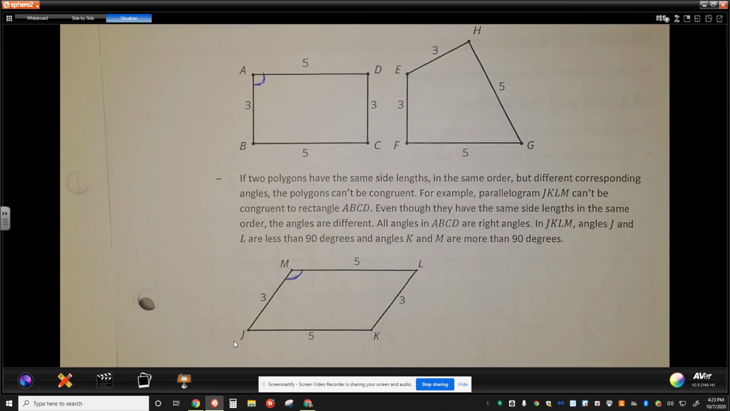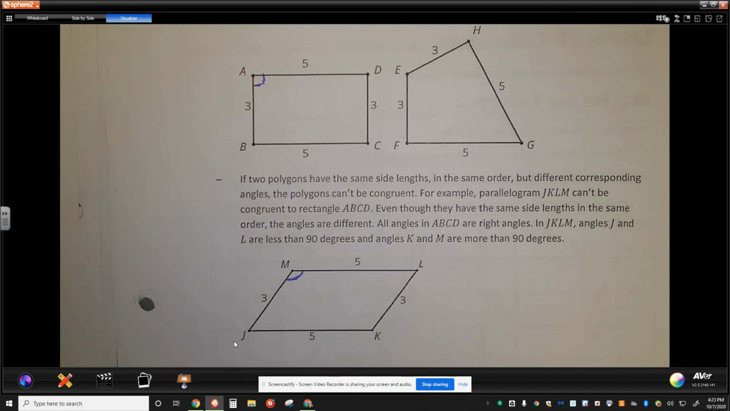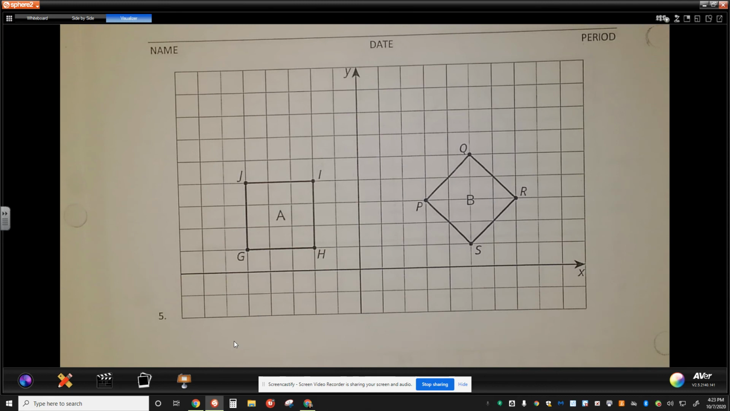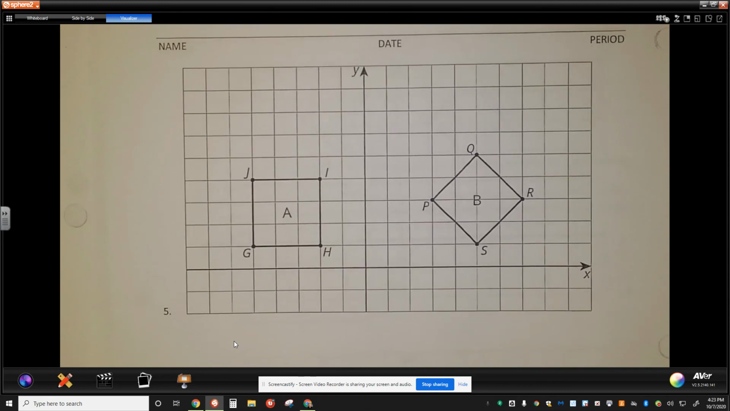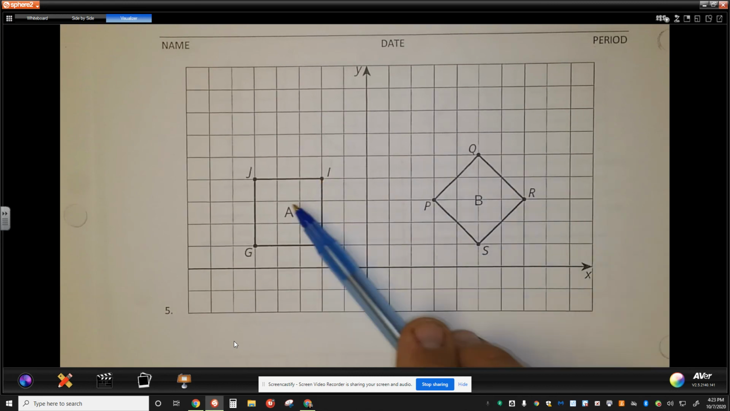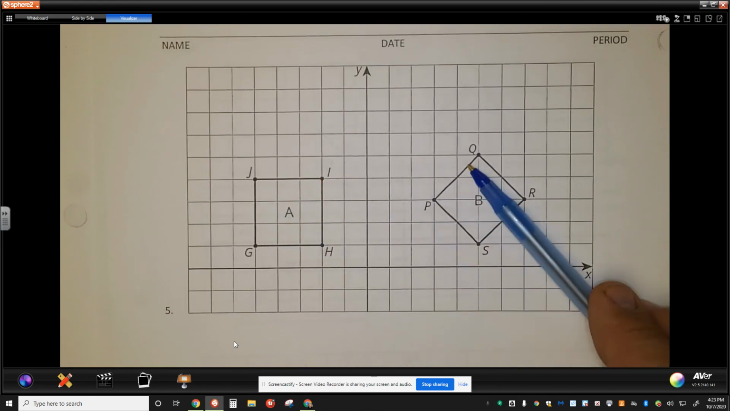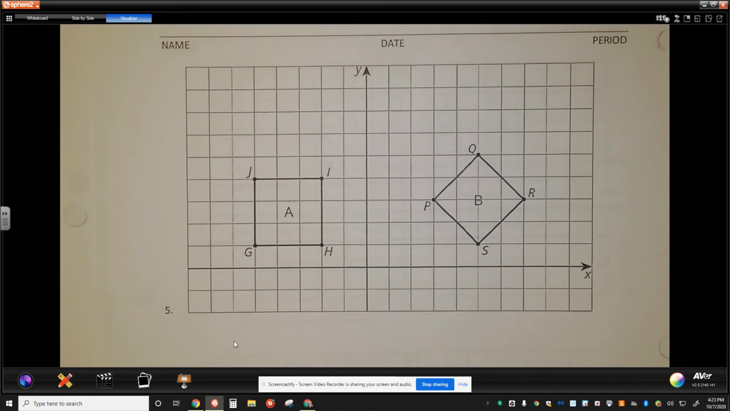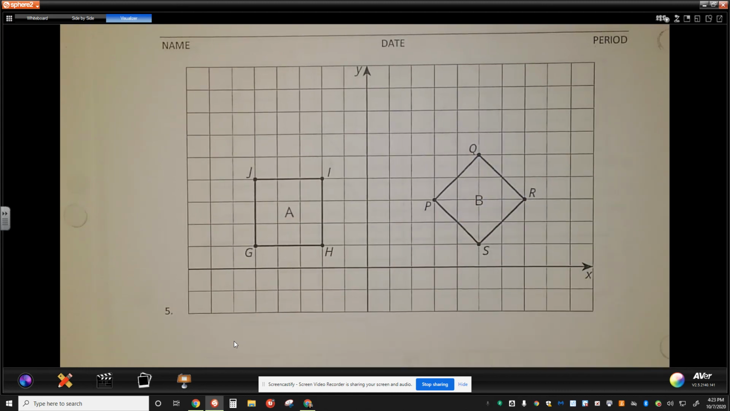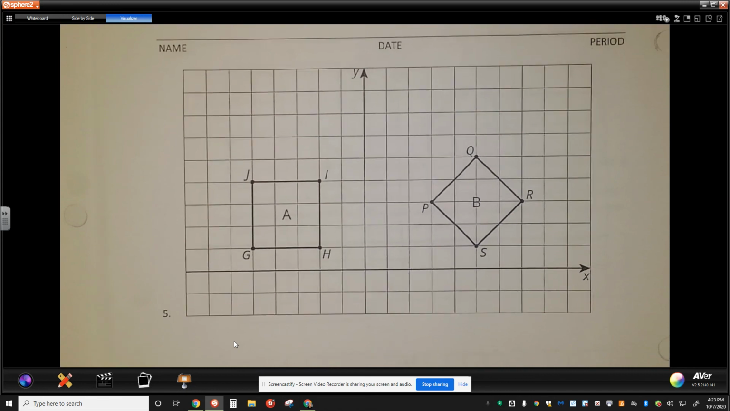The bottom line is this: if the figures do not look alike, they're probably not congruent. You can always verify that through rigid motion. But when the figures do look alike, such as this one, there's a good chance that these could be the same size, the same shape. They could have the same length of segments on their corresponding sides. JI could very well be corresponding to PQ, but we would have to investigate further by using our patty paper or some other means to determine how or if figure A can map to figure B exactly.